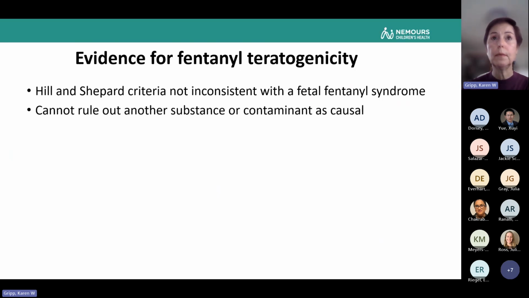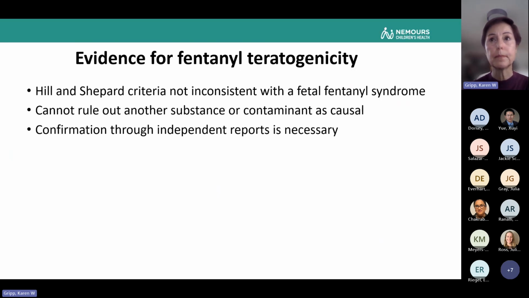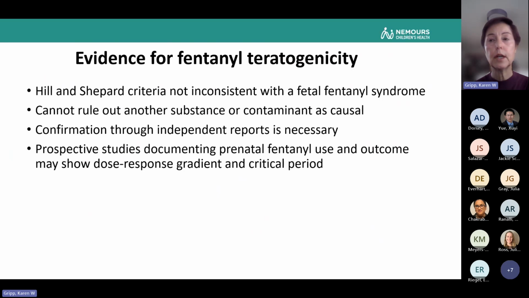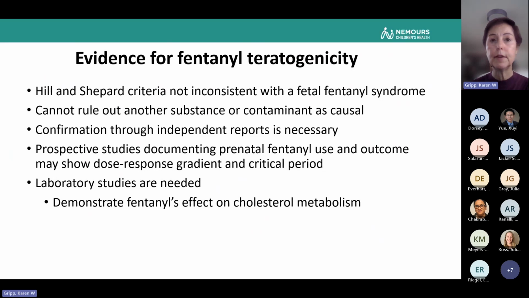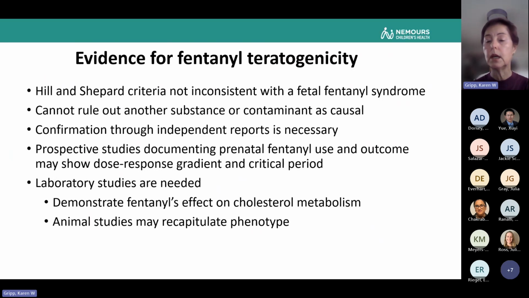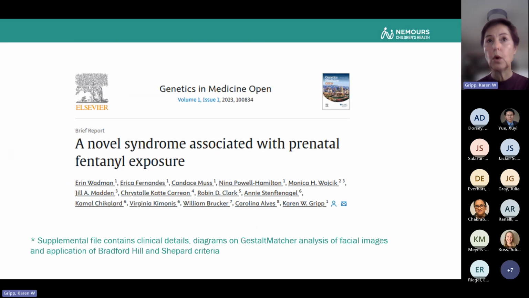However, we also couldn't rule out that there was another substance or contaminant, for example, in the drugs that was causing this phenotype. Clearly, confirmation was necessary and would be great to have prospective studies documenting fentanyl exposure and the outcome. And we needed laboratory studies to prove what we were saying, that indeed fentanyl does affect the cholesterol metabolism. And ideally, we would need animal studies to recapitulate the phenotype. But we were able at this point to publish our work. And if anyone wants to look at this in more detail, please look also at the supplemental files. That's where most of the details are located.